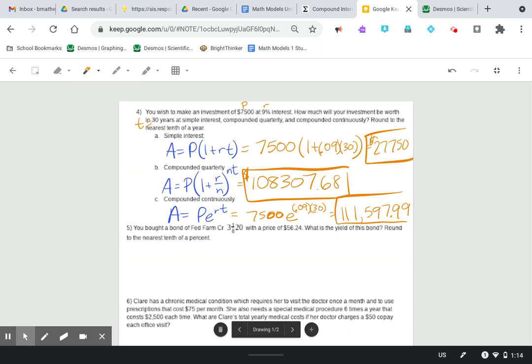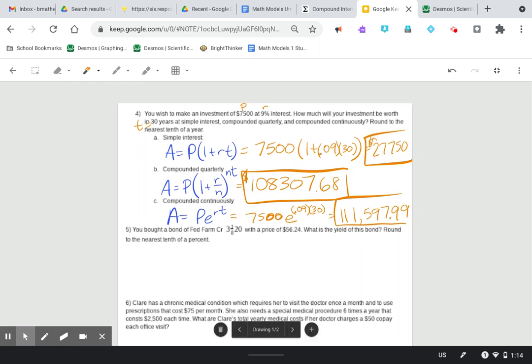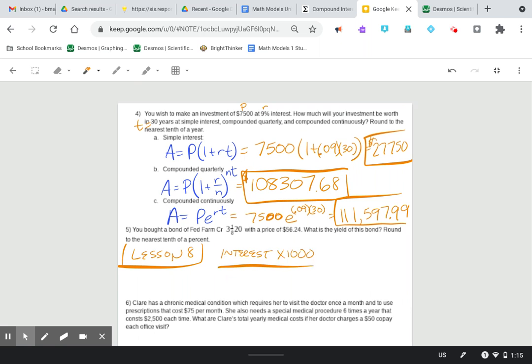So next one, you bought a bond. This is a bond question. We went over this in lesson 8. If you want to go look it over, there's some info about bonds in lesson 8. You bought a bond from Federal Farm Credit at 3 and 1/8, 20 with a price of $56.24. What's the yield? So to find the yield, you do the interest times 1,000 divided by the close price, or the price.